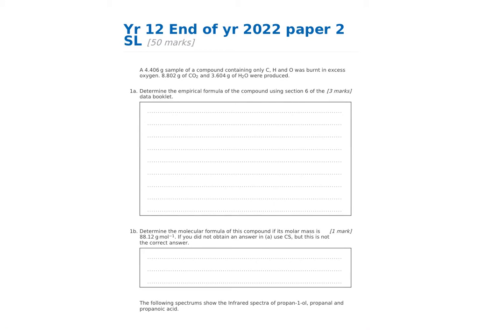Okay, so we're going to go through your paper 2. A 4.406 g sample of a compound containing only C, H, N and O was burnt in excess oxygen, and it gives you the mass of carbon dioxide and water. Now, this is quite a common high-level question, but it's quite a difficult one. You're expected to apply what you know about atoms, moles, and empirical formula to this.